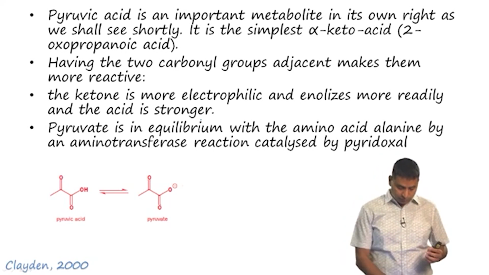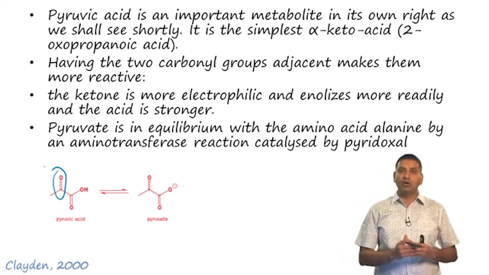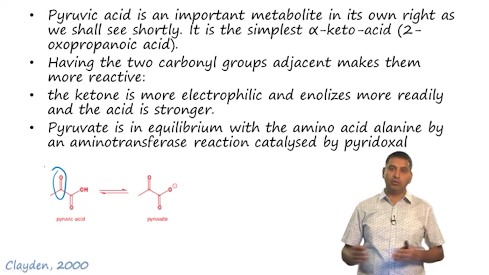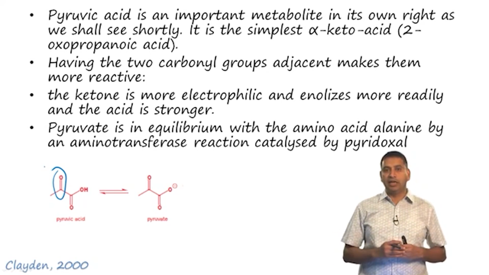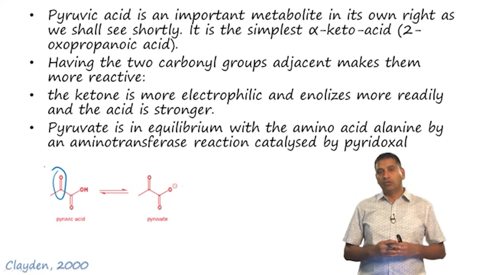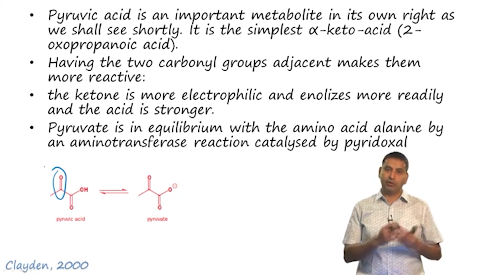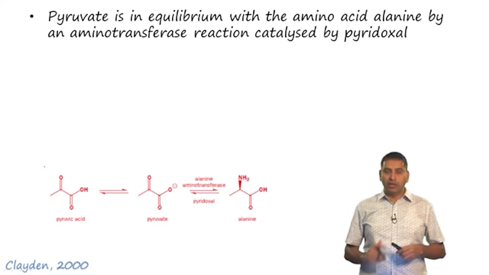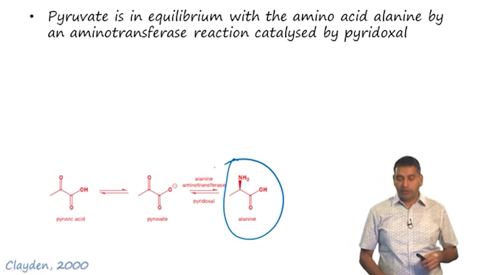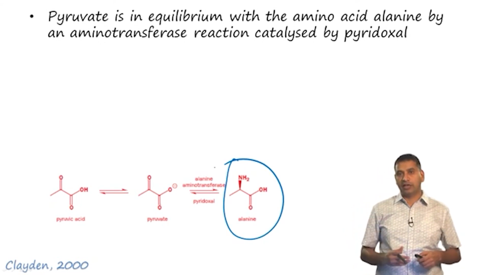So, the ketone here is a lot more electrophilic compared to a normal ketone, and because of this it also enolizes more readily and the acid is much stronger. So, pyruvate is in equilibrium with the amino acid alanine by an aminotransferase reaction catalyzed by pyridoxal. We have already looked at how alpha keto acids are in equilibrium with the corresponding amino acids. So, here is the equilibrium that is shown here. Alanine is here, and this reaction is catalyzed by pyridoxal.